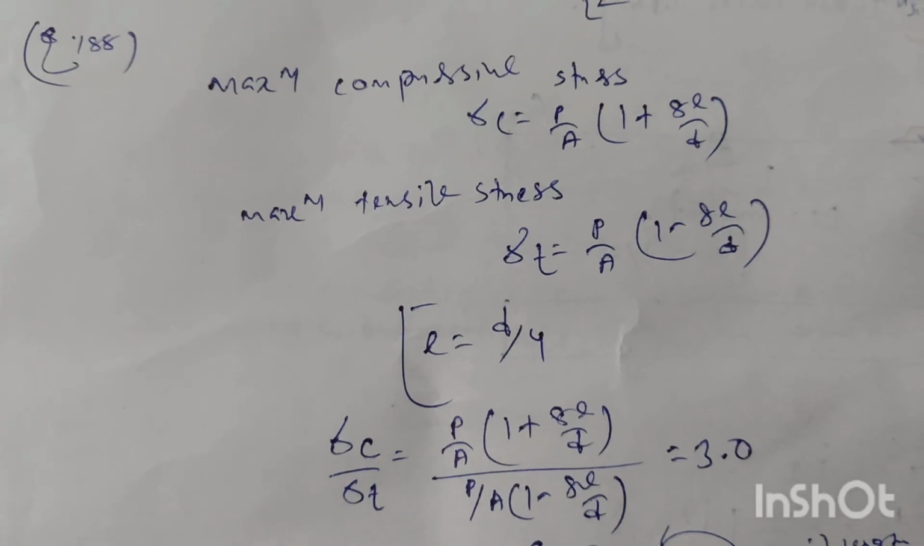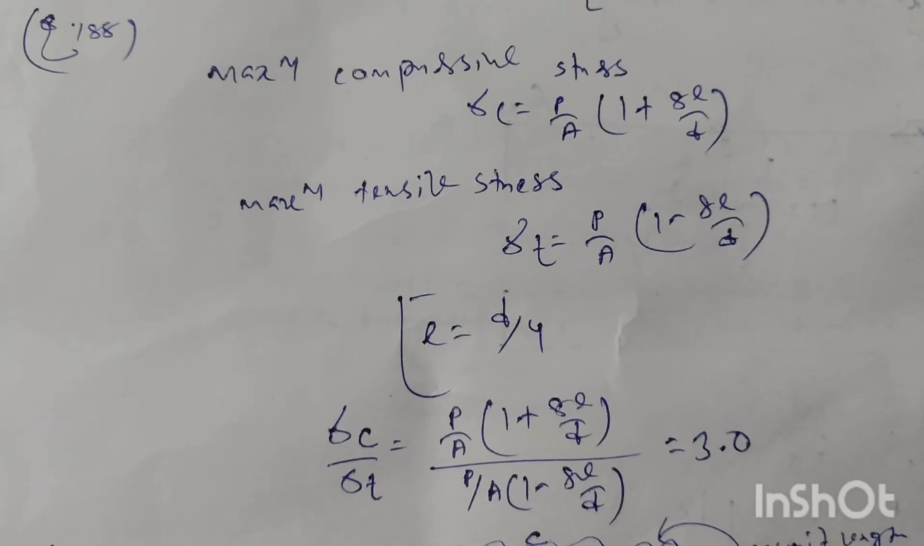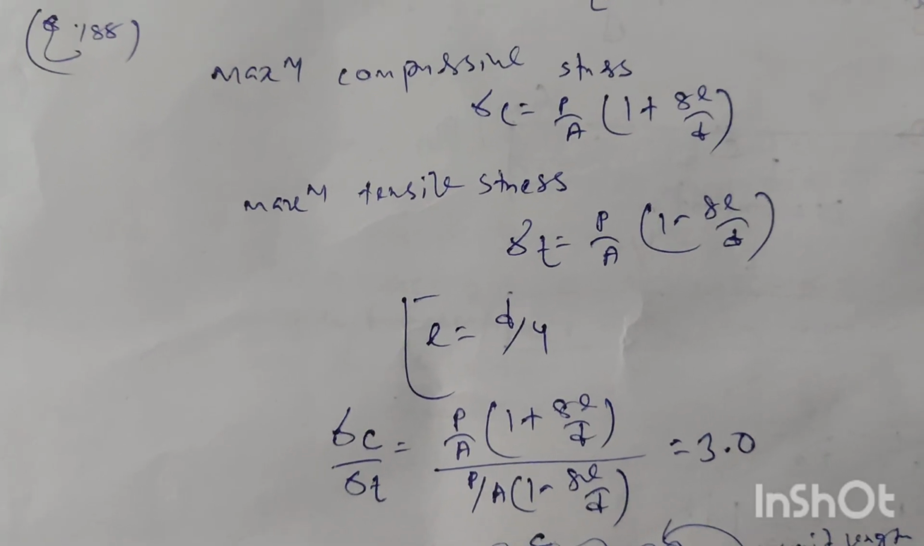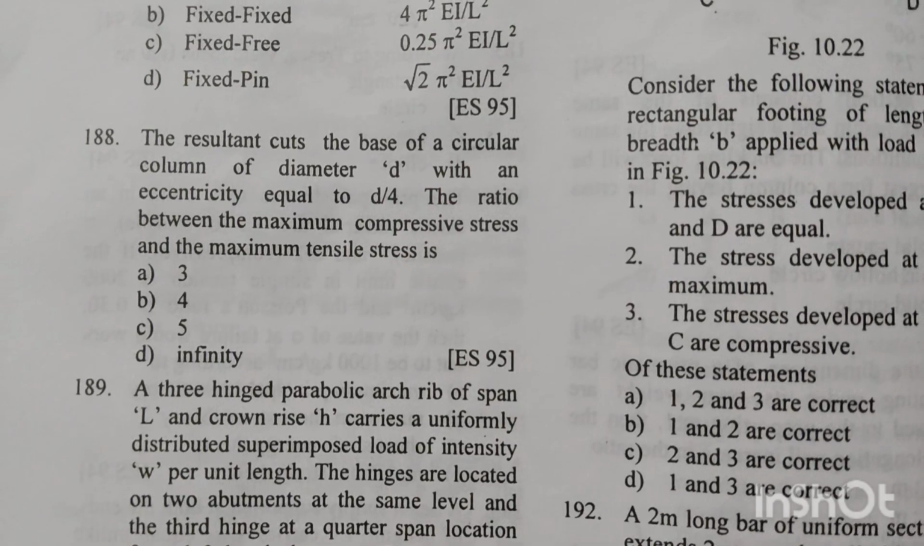and eccentricity E will be equal to D by 4 for no tension condition. And if we make the ratio sigma C by sigma T, the ratio will be equal to 3. Option A is the right answer.